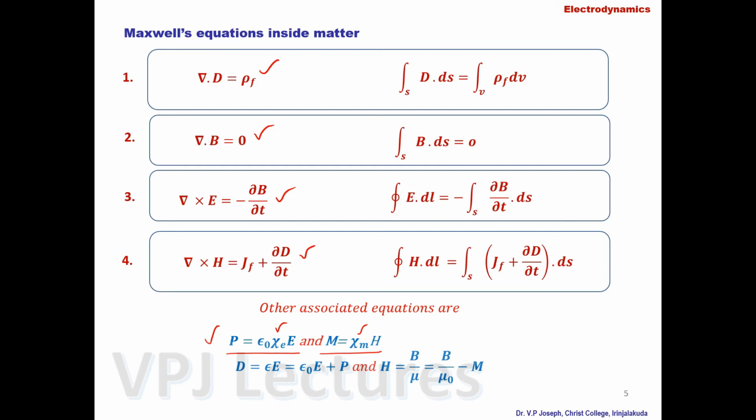The other equations are also listed here, that is the relation connecting D and E. D is equal to epsilon E, or epsilon 0 E plus P, which may be written in this form also, epsilon E. Similarly, H is equal to B by mu, or B by mu 0 minus M. So these equations are also possible to use in the case of a material medium.